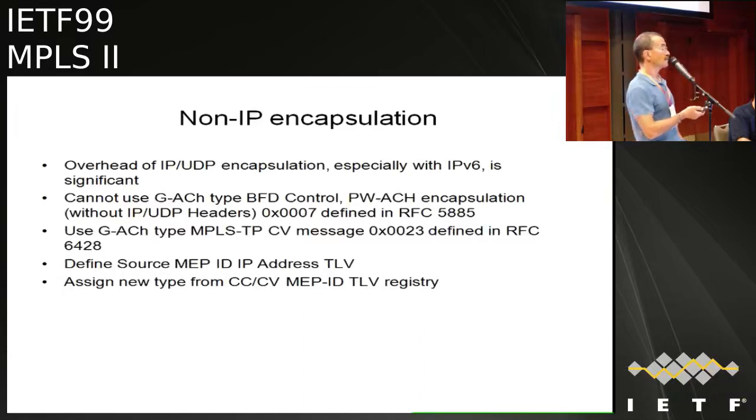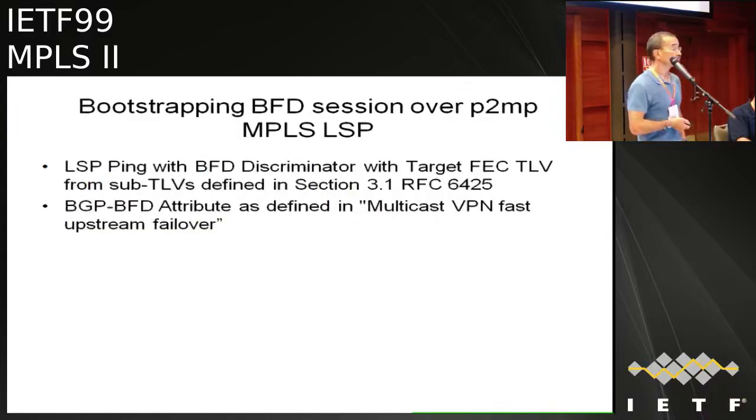That's basically the channel already allocated for MPLS-TP. It has a registry of Map ID TLVs, but it doesn't have an IP address TLV as a source Map ID. Bootstrapping might be done either using LSP ping or multicast VPN fast upstream failover, which has a very nice proposal to use the BGP BFD attribute to inform the leaf that is a member of the particular multipoint BFD session.